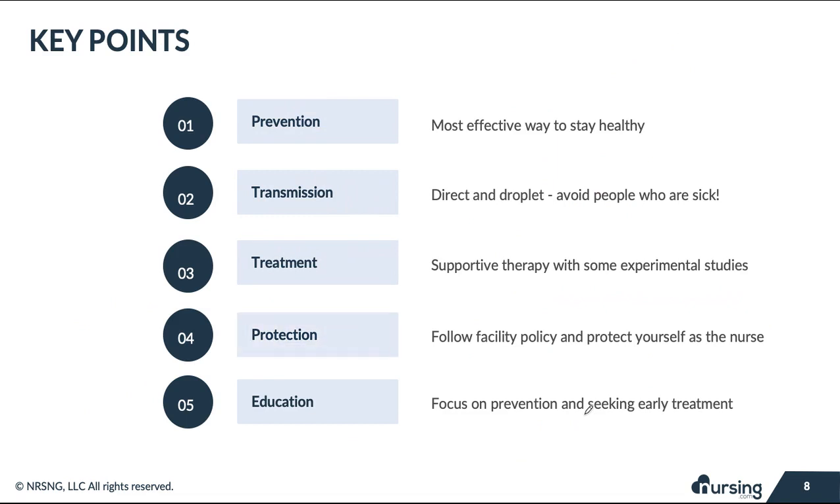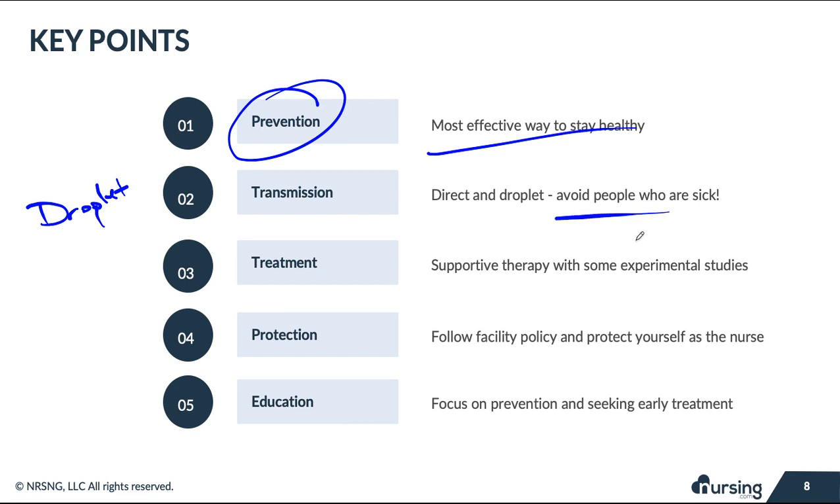So let's recap. The first thing about the coronavirus is we need to focus on prevention. This is the most effective way to stay healthy. Number two, droplet transmission is the most common transmission method. So we need to avoid people that are sick and wash hands. That's going to be your best option for reducing that transmission.